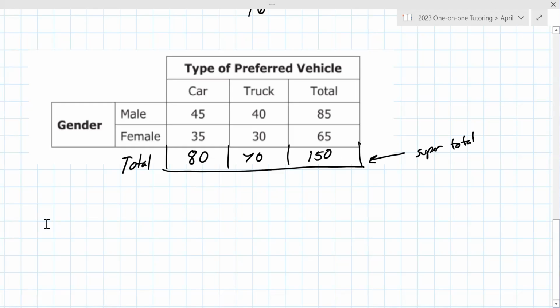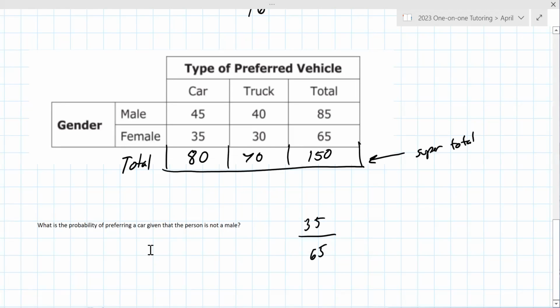What is the probability of preferring a car given that the person is not a male? So female preferring a car is 35 out of 65. Good. Let's try another one here.